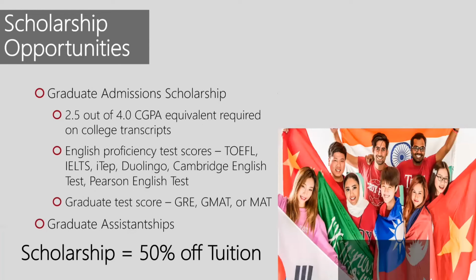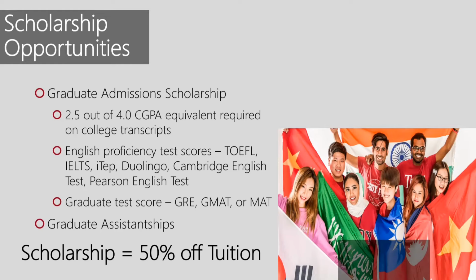So as a graduate student, you are also eligible for a scholarship that is 50% off of tuition. However, the requirements are a little bit different. You have to have a 2.5 out of 4.0 GPA for most programs, and then you also have to have an English proficiency score, and if your program requires a GRE or GMAT or MAT score, you have to submit that as well. If you qualify for that scholarship, you would also be eligible to qualify for graduate assistantships, and those graduate assistantships would also help you towards your tuition fees.